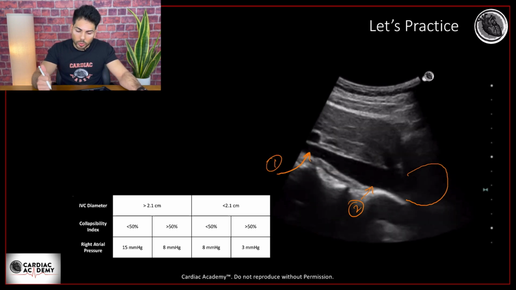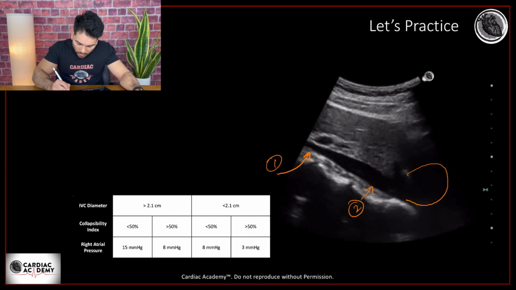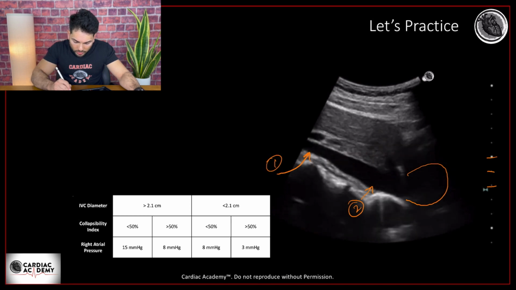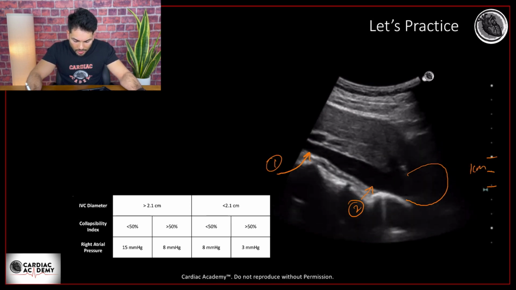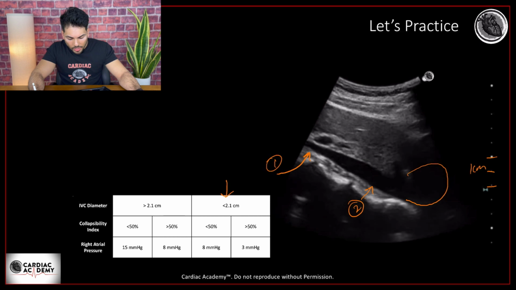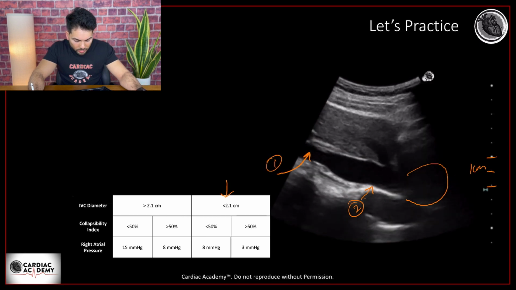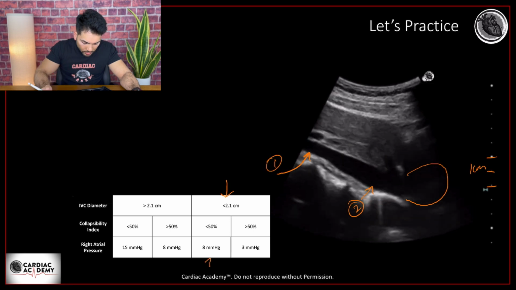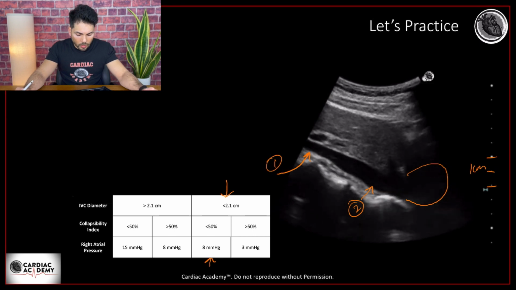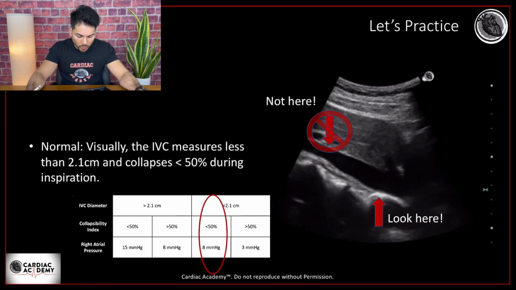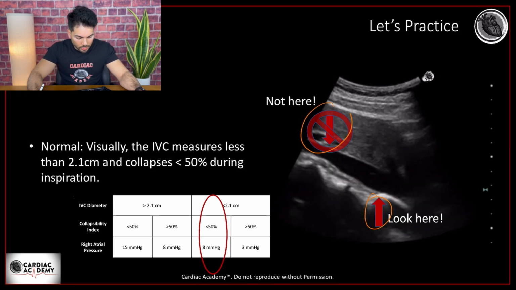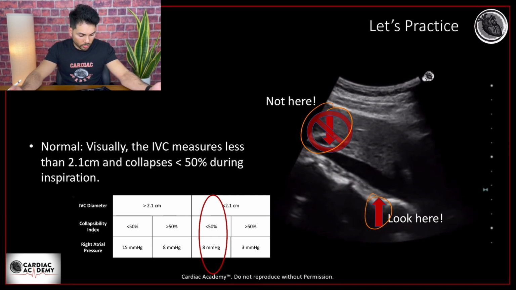Okay, so let's look at number 2. So remember, these are calipers. Each of them represents 1 centimeter. So it's measuring slightly less than 2 centimeters. So we're here. And it's collapsing less than 50%. So we're here. So that's a normal IVC, normal pressure. So it's within normal limits, right? So that's what we meant. Look here, not here, and that will give you a normal pressure, okay?